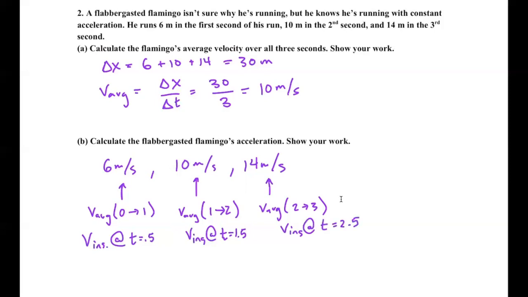So now we have velocities at particular times, and I can apply that acceleration is a change in velocity over a change in time. So I could take, say, the change in velocity between 6 and 10. That would be 10 minus 6 is 4. That's over a delta t of 1.5 minus 0.5, because this velocity happens at 1.5 seconds. This velocity happens at 0.5 seconds. And so this ends up being 4 over 1, which is 4 meters per second squared.